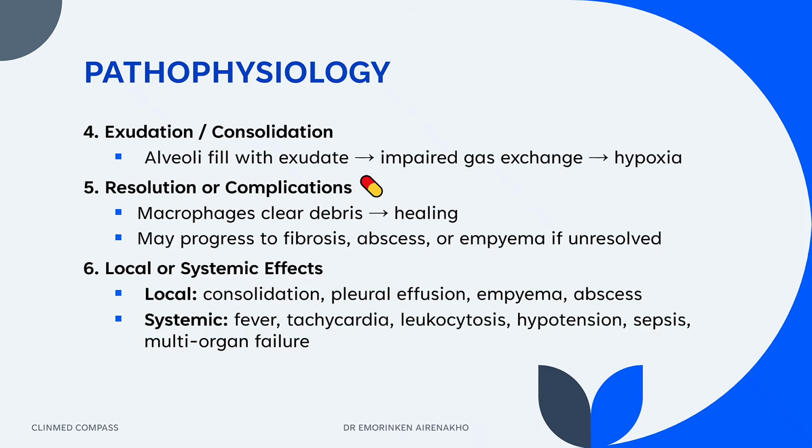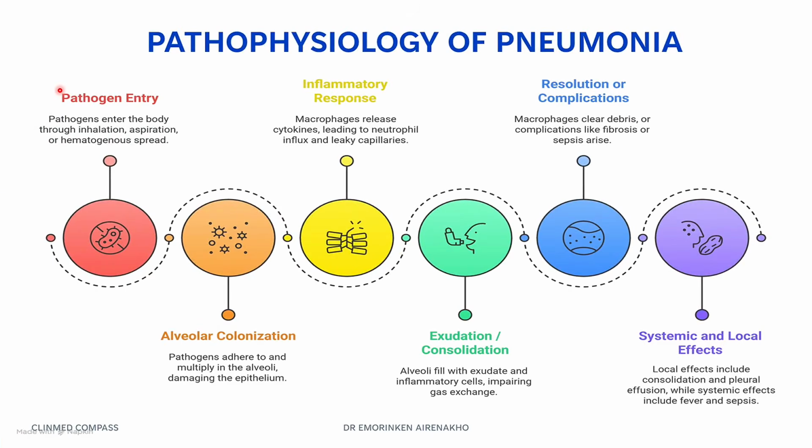So in essence, pneumonia progresses through 6 major steps: the pathogen entry, alveolar colonization, inflammatory response, exudation, resolution, or complication. Understanding this cascade helps you to connect the clinical signs of pneumonia to its underlying pathology. Let us quickly summarize the pathophysiology of pneumonia in a simple visual flow. It all begins with pathogen entry. The microorganisms gain access to the lungs through inhalation, aspiration, and spread from the bloodstream.